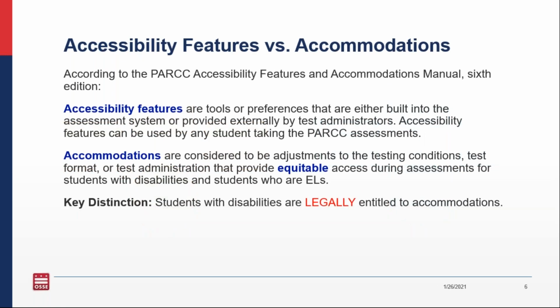According to the PARCC Accessibility Features and Accommodations Manual, the 6th edition, accessibility features are tools or preferences that are either built into the assessment system or provided externally by the test administrator. Accessibility features can be used by any student taking the PARCC assessment. Accommodations are considered to be adjustments to the testing conditions, test format, or test administration that provide equitable access during assessments for students with disabilities and students who are English learners. But the key distinction between those two is that students with disabilities are legally entitled to their accommodations.